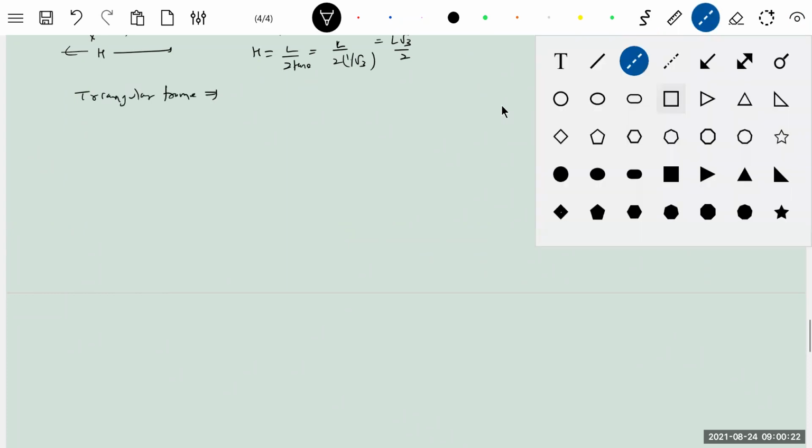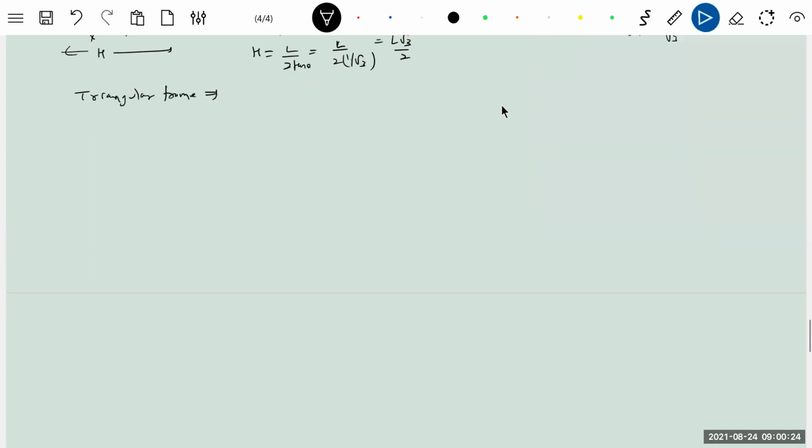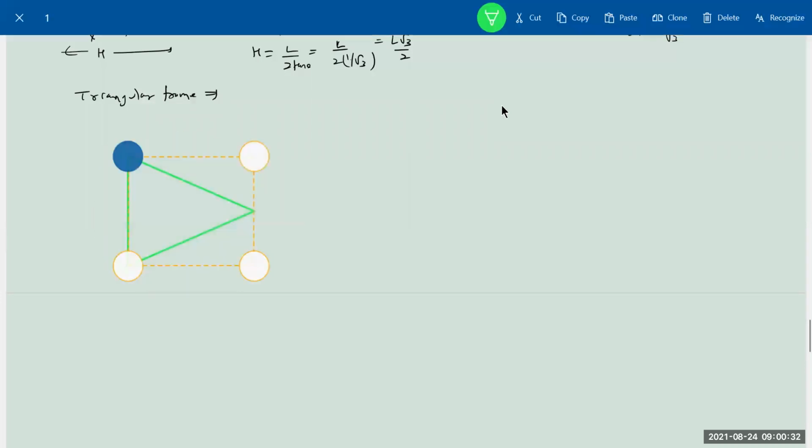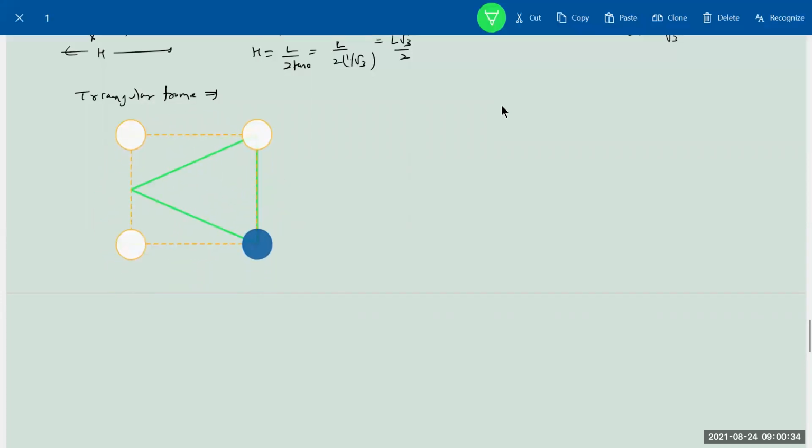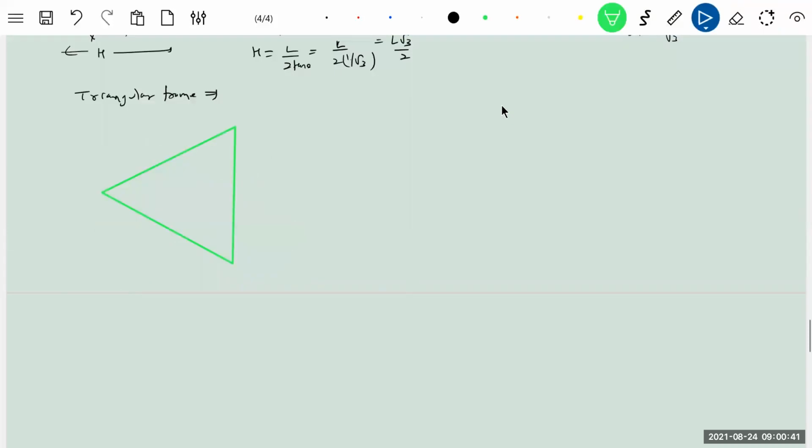Triangular frame. We take it like this. We have a triangular frame, an equilateral triangle. Let's make the problem simple, of side length L and mass M. Where will the center of mass of this be?